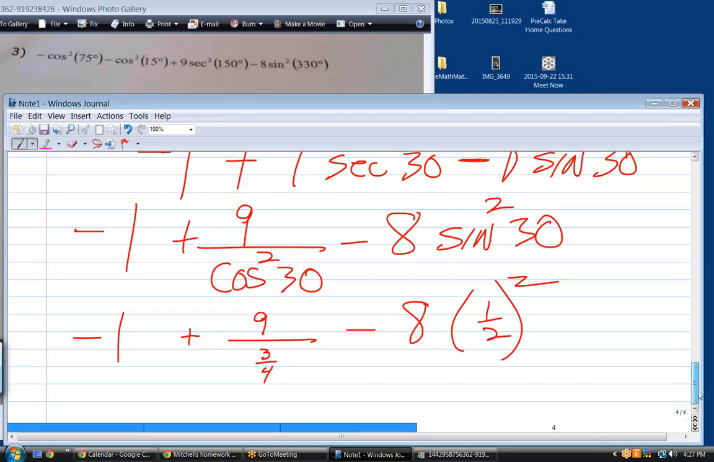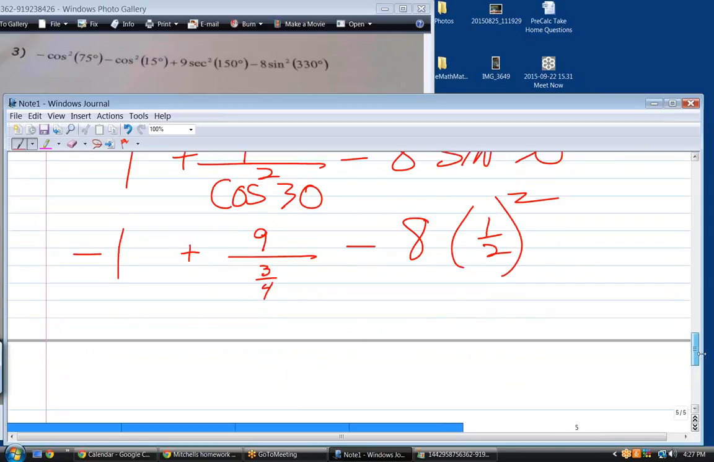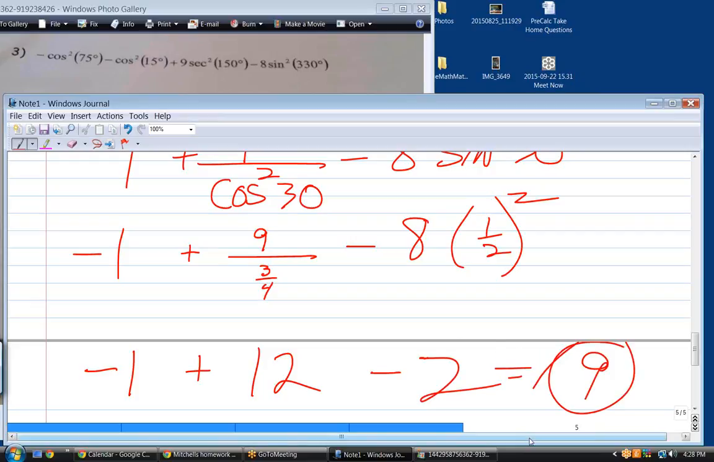Okay. Now let's simplify everything and see what we got. We got minus 1 plus 36 divided by 3, which is 12, minus 8 over 4, which is 2. So it looks like 9 is the answer.